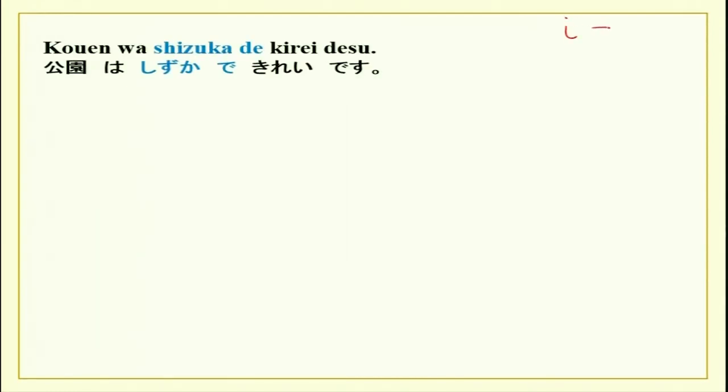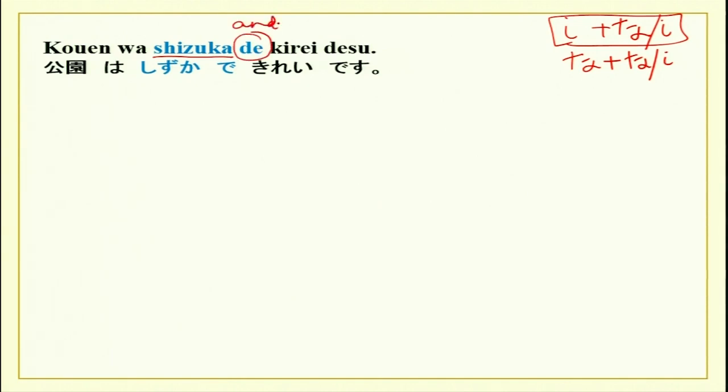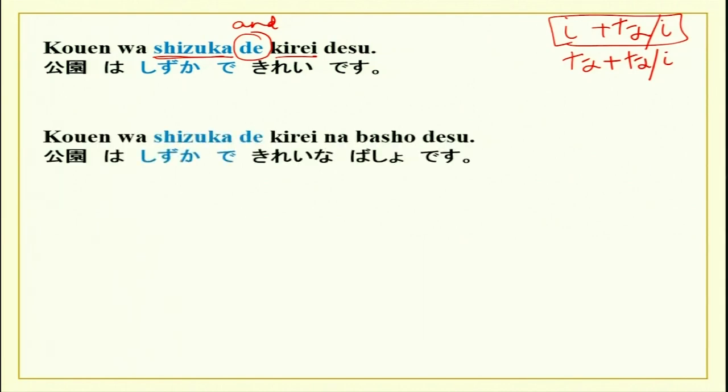Then we have more of this. Earlier we did I adjectives plus na or I adjective. Now we are going to do na adjective plus na or I adjective. So, koen wa shizuka is a na adjective, and after a na adjective you will use de as and. It is joining kirei and shizuka, both na adjectives. Koen wa kirei de shizuka desu. The park is quiet and beautiful. Now, as I told you earlier, if you want to use a noun after a na adjective, then na is going to come. This is why they get their name of na adjectives. So, koen wa shizuka de kirei na basho desu. Basho is place. Again, if basho was not there, then kirei desu would have been alright.